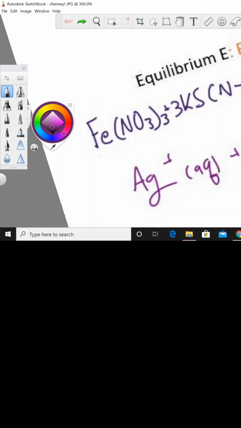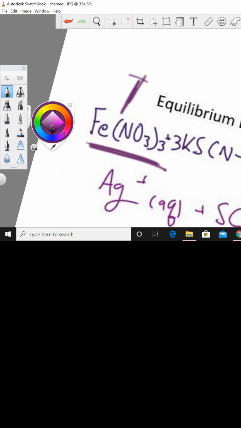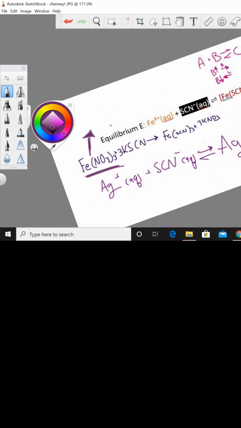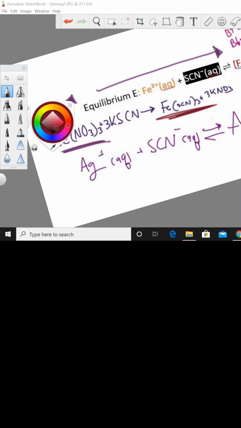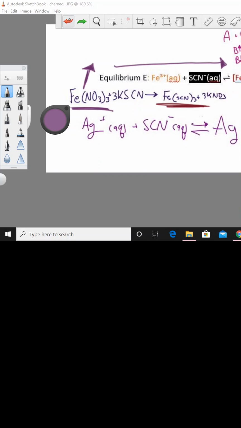So how this sort of relates to equilibrium is when we added more FeNO3, so we increased our reactants, which caused a right shift and made that nice deep red color. Similarly, when we increased the SCN, that was also a right shift, and that's also why we had the similar dark red color that popped up for us.